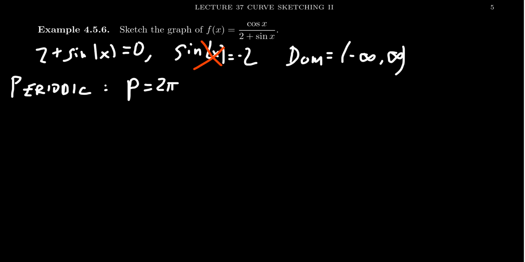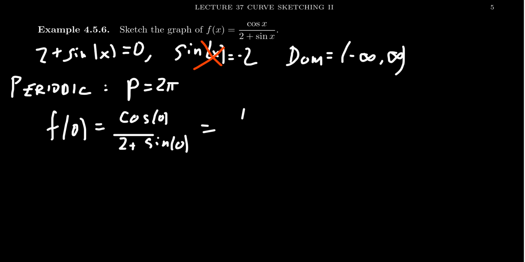Let's see, what else do we need to talk about? So the next thing to do, we can think about intercepts. What would the y-intercept be? F of 0 equals cosine of 0 over 2 plus sine of 0. Cosine of 0 is a 1. Sine of 0 is a 0, so we get 1/2 as our y-intercept.